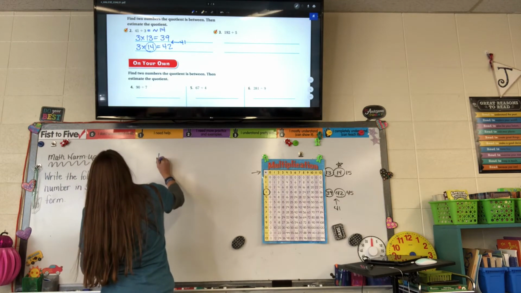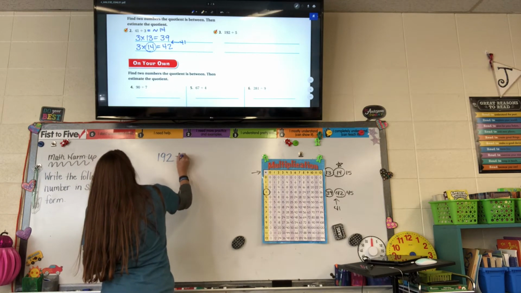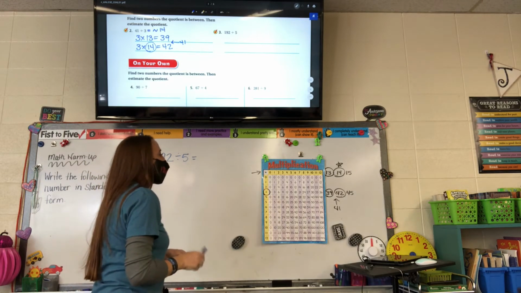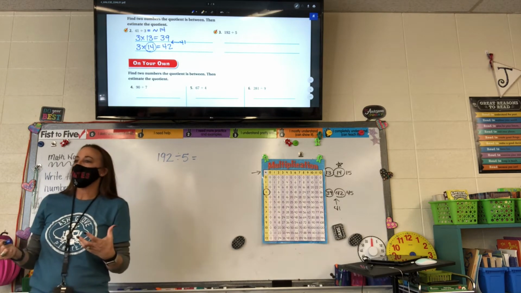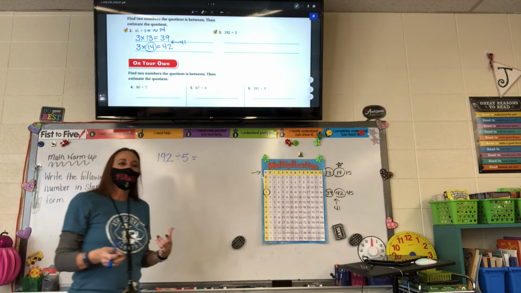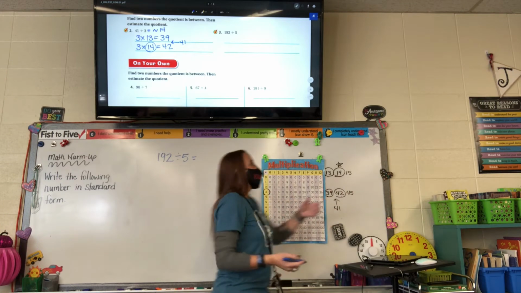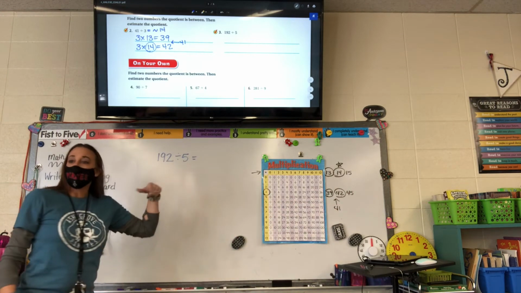192 divided by 5. Now if we go to the 5 row, are we able to use our multiplication table for this one? No. Why not? What's the highest your 5 row goes to? 60. And 192 is a long way from 60.